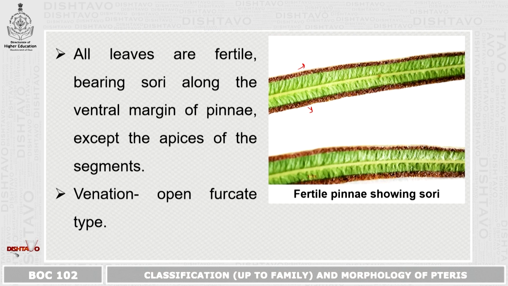Venation is open furcate type. Open furcate venation means it will have a single midrib, and from here you can see the two veins projecting out having dichotomous branching. So this type of venation is called open furcate venation.